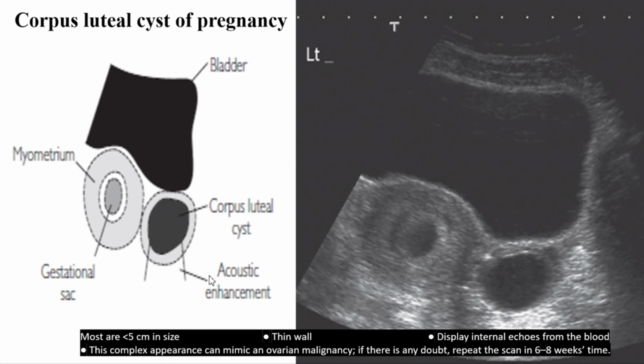On ultrasound, corpus luteal cysts are most commonly less than 5 cm in size, and they are thin walled, and they also display internal echoes from the blood.